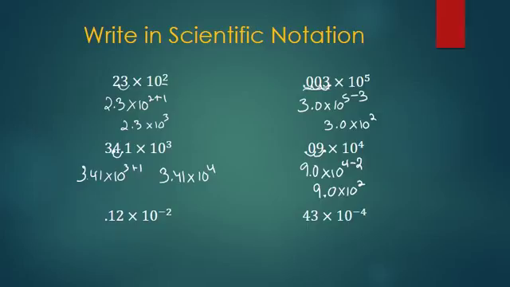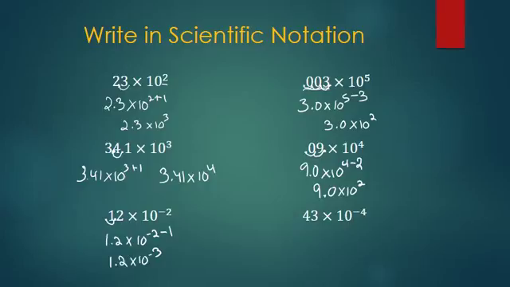Okay, the next one, 0.12 times 10 to the negative 2. Again, 0.12 does not fall between 1 and 10, so the decimal point moves to the right 1, and I get 1.2 times 10 to the negative 2. But I moved the decimal point to the right, which is subtraction, and I moved it 1 place to the right. So my final answer is 1.2 times 10 to the negative 3, because negative 2 minus 1 is negative 3.